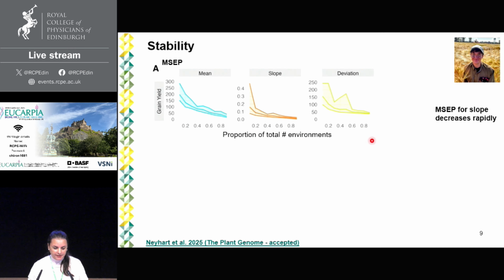But then we also started to ask a question, is this enough? Do we have enough environments? And can we go smaller? Because 42 is still quite a lot for release, at least for early decisions, right? So what we look at here is the mean square error of the prediction for the mean and for the slope, resampling a proportion of the number of environments. And you can see that for the slope, it goes down pretty fast with how many of those you need.